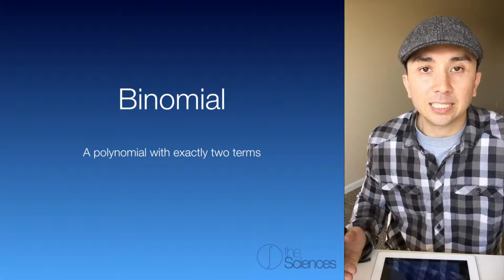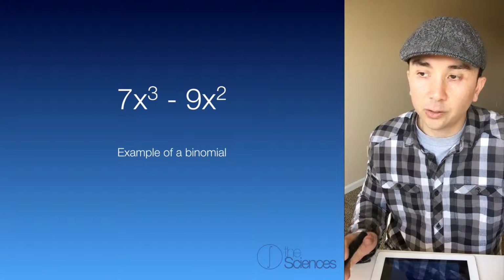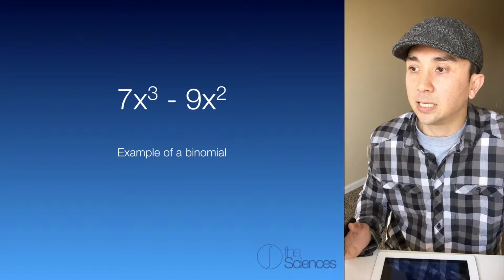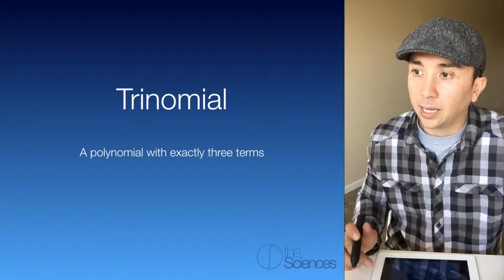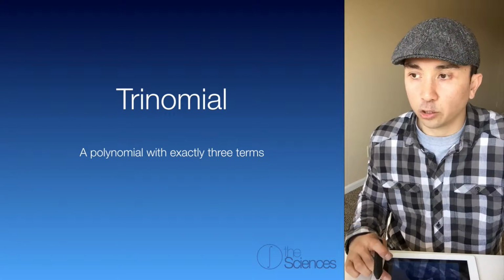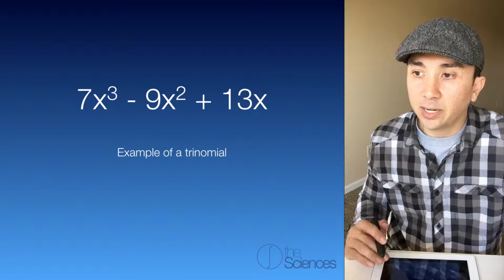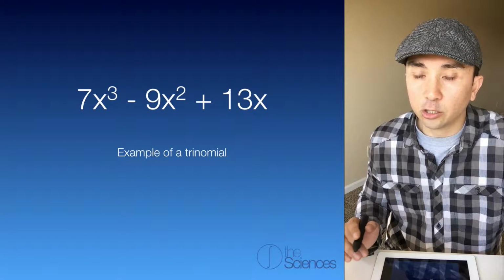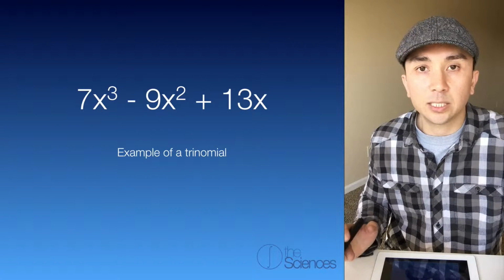A binomial is a polynomial with exactly two terms. So here we have 7x cubed, which is one term, minus 9x squared, which is the second term. A trinomial is a polynomial with exactly three terms. So here's an example of a trinomial. We have 7x cubed, which is our first term, minus 9x squared, which is our second term, plus 13x, which is our third term.